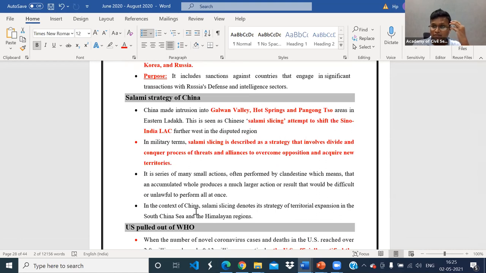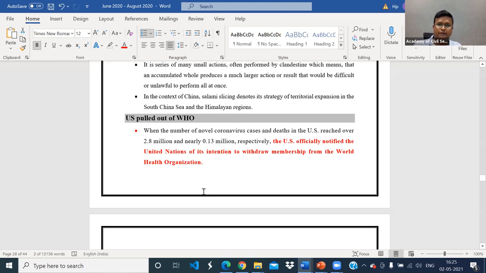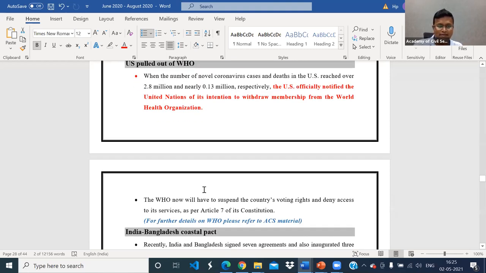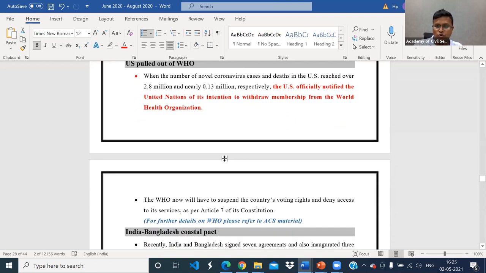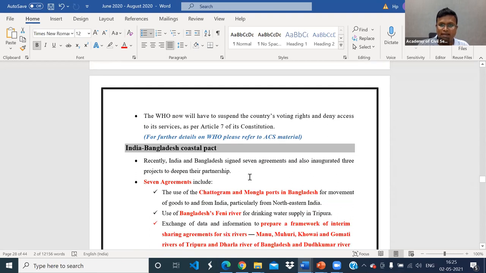That is testing whether we have gone through that particular news. Yes, US pulled out of WHO. That is why, for WHO, the World Health Organization, you take care and read thoroughly, because the US withdrew from membership of WHO because WHO has criticized the US for the COVID-19 cases. Then obviously when the US withdraws, WHO will suspend the voting rights of the US under Article 7 of the Constitution of the WHO.